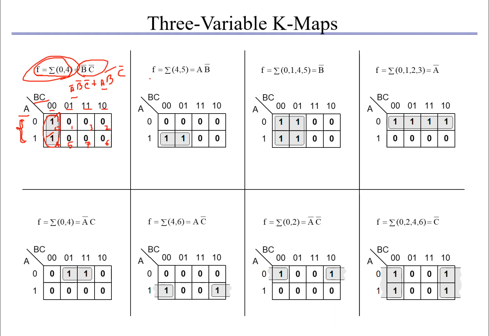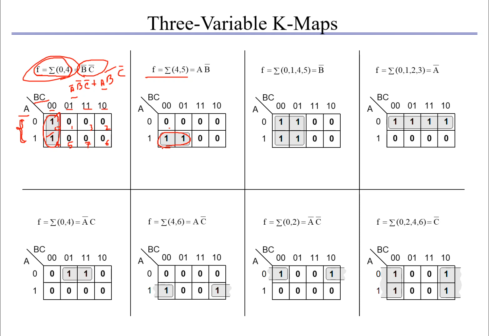As far as the next function is concerned, it is f equal to summation of 4, 5. So 4 and 5 are substituted with 1 and 1, and all the remaining cells are filled with zeros. As there are 2 ones, we can combine them either vertically or horizontally.